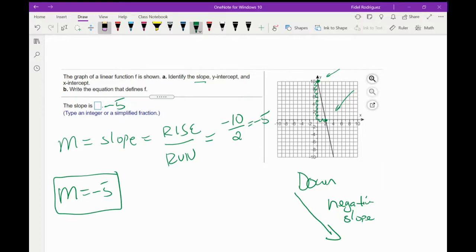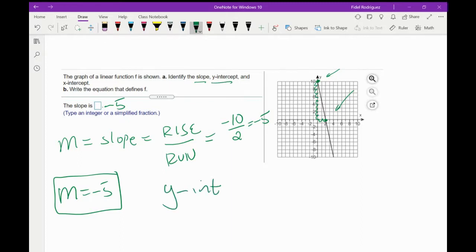And then the second part is asking us to find the y-intercept. The y-intercept just means where it crosses the y-axis. This point right up here had coordinates 0 and 10. So my y-intercept is the point (0, 10). That's where it hits the y-axis, right?